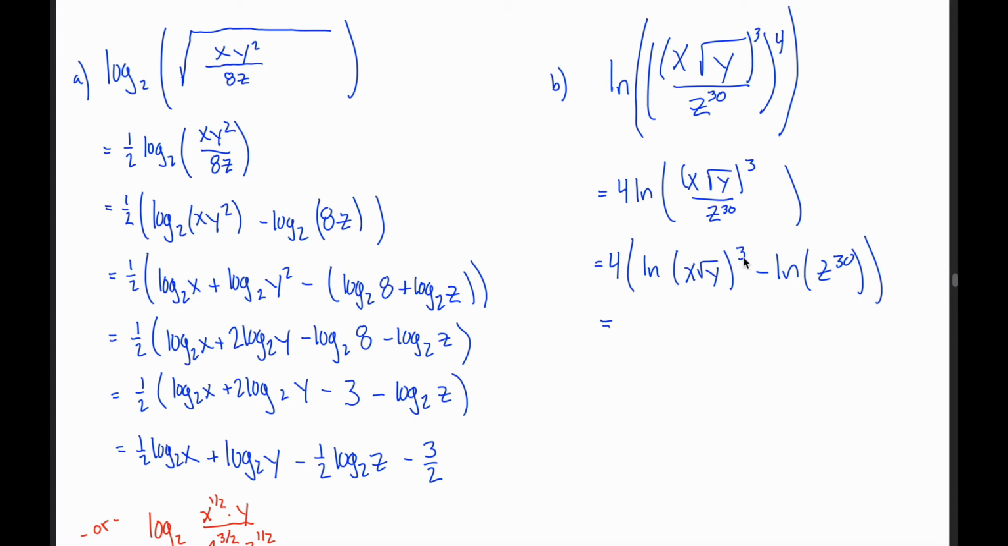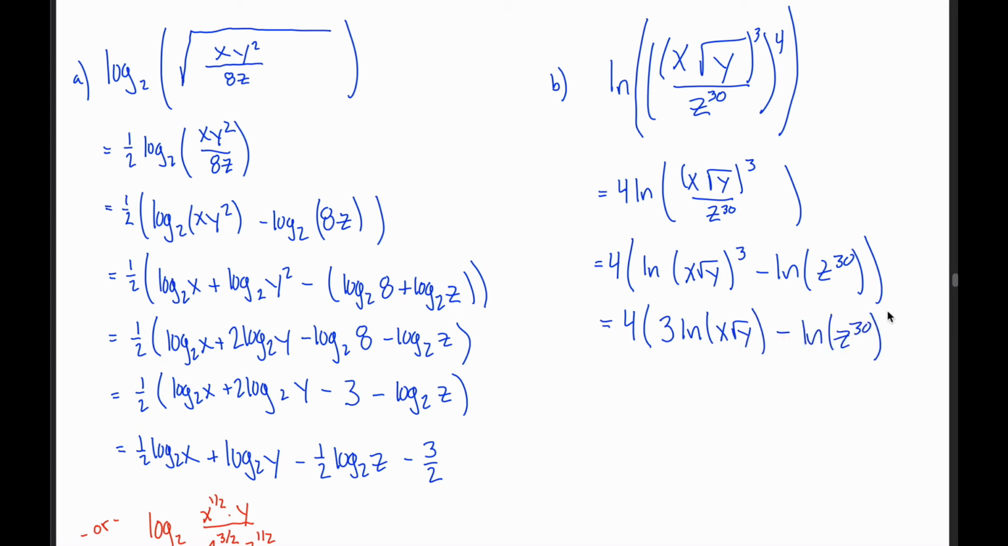Now what I can do is take care of this exponent. I can bring this 3 in front of this log, note not outside these parentheses, because the parentheses will apply to both terms. This 3 only applies to the first term, so I get 4 times 3 times the natural log of x square root of y minus the natural log of z to the 30th power.